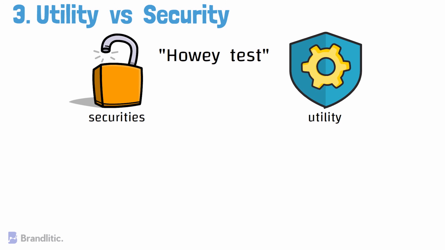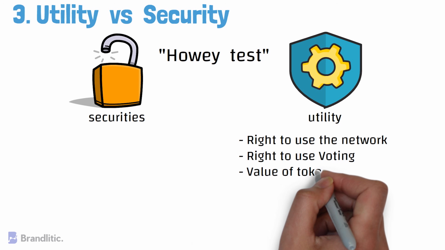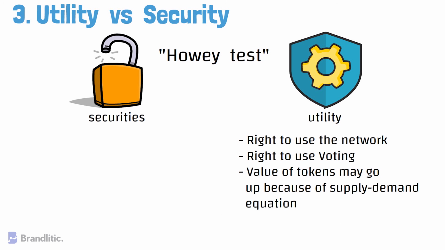These tokens simply provide users with a product and/or a service, and you can think of them more like a gateway token. To state broadly, utility tokens have the following properties. Number 1, they give holders a right to use the network. Number 2, they give the holders the right to take advantage of the network by voting. Number 3, since there is an upper cap on the maximum token availability, the value of the tokens may go up because of the supply-demand equation.